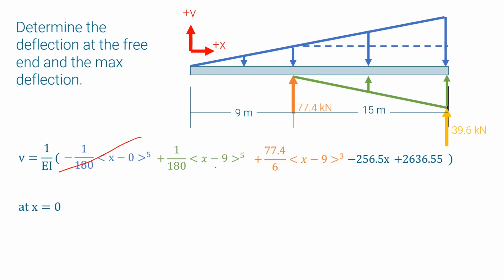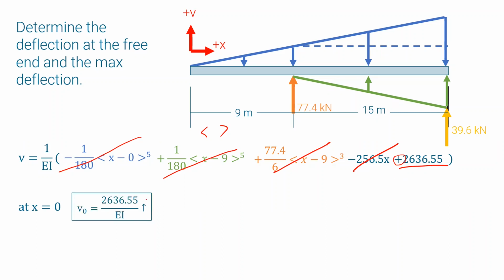So the term is negative. So dapat wala rin tong term na to. Remember, kapag negative yung nandun sa bracket, 0 lang yung buong term. So ito rin, no? 0 minus 9, you have a negative 9. So wala rin to. So you have negative 256.5 times 0. So wala rin to. So ang natira is 2636.55 na positive. So v is equal to 1 over EI times 2636.55 positive.